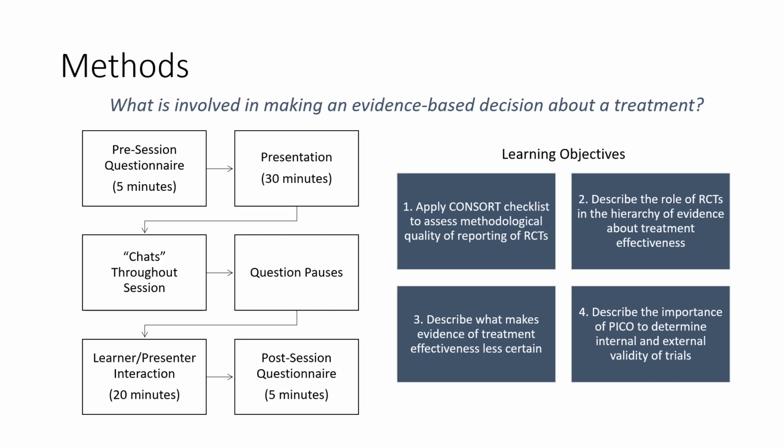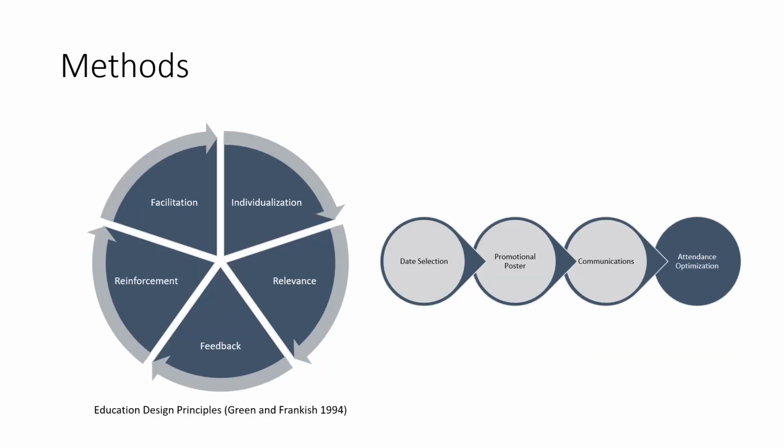The session's learning objectives were: 1. Apply CONSORT checklist to assess methodological quality of reporting of RCTs. 2. Describe the role of RCTs in the hierarchy of evidence about treatment effectiveness. 3. Describe what makes evidence of treatment effectiveness less certain. And 4. Describe the importance of PICO to determine internal and external validity of trials. The education design principles established by Green and Frankish were used to guide the creation and organization of the session.